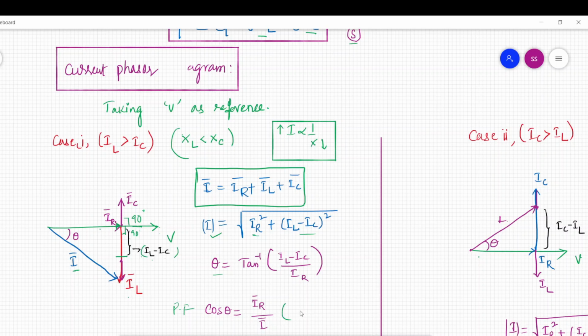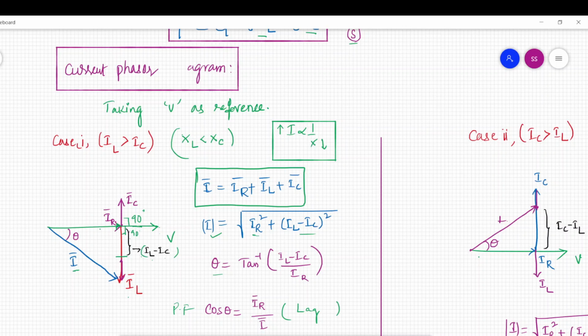Here the inductive current is more, so the power factor will be lagging. The power factor is lagging because the inductive current is more.